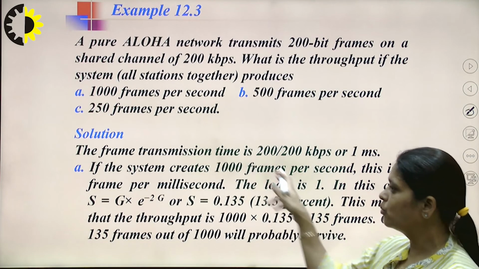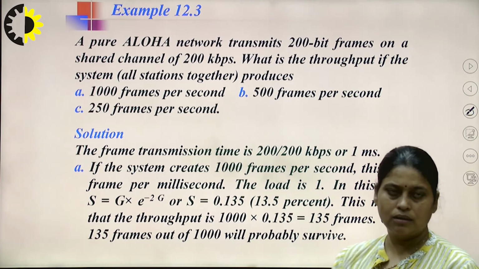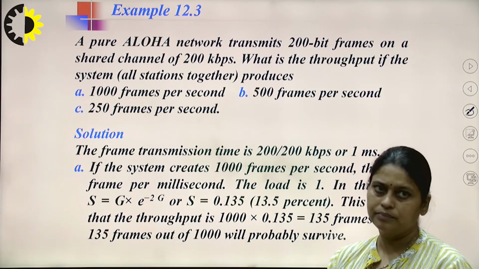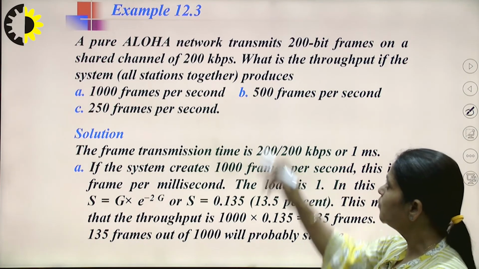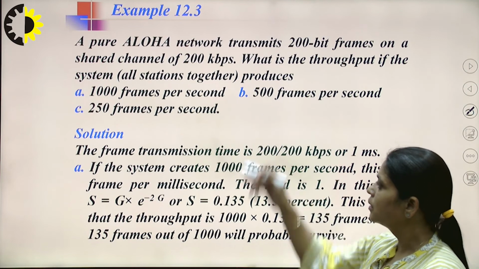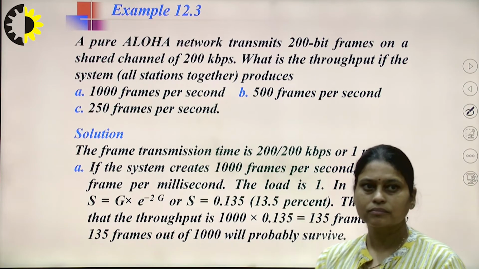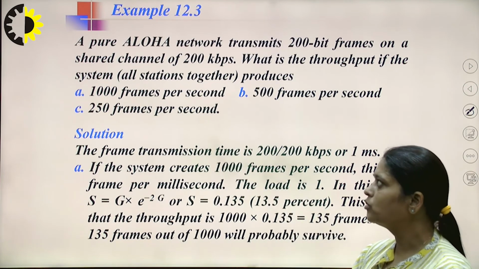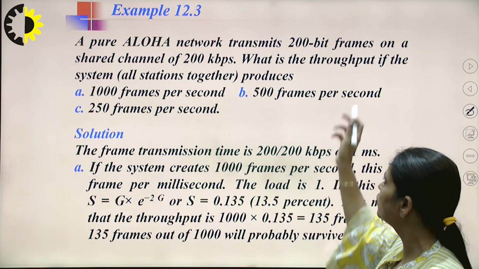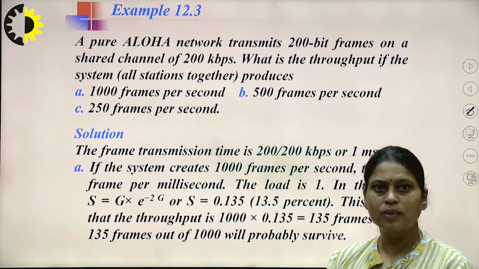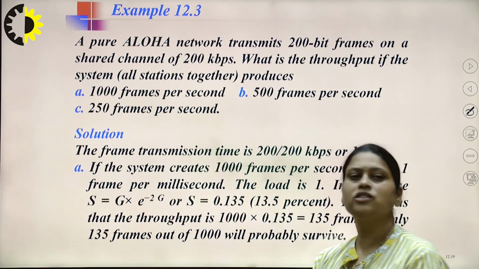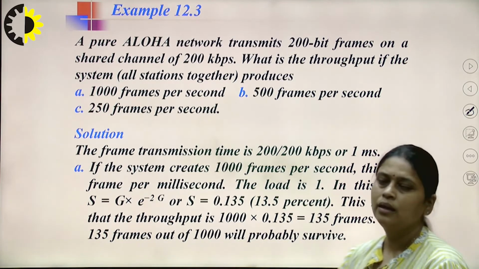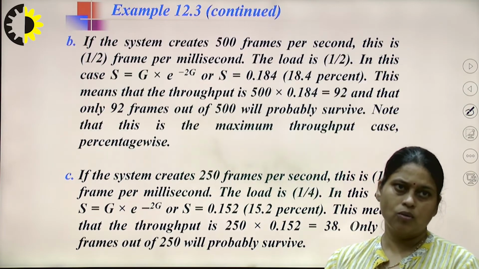So, we can calculate the throughput of the pure Aloha with the following formula. In the pure Aloha, we can calculate this. The first condition is if we want to send 1000 frames per second, second if we want to send 500 frames per second, and in the third condition if we want to send 250 frames per second. So, we can easily calculate the throughput of the pure Aloha.